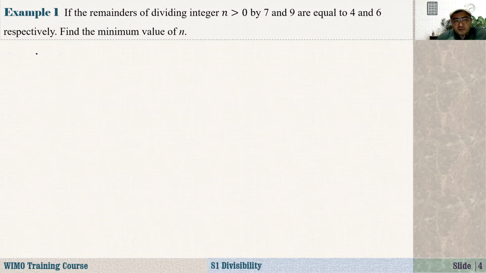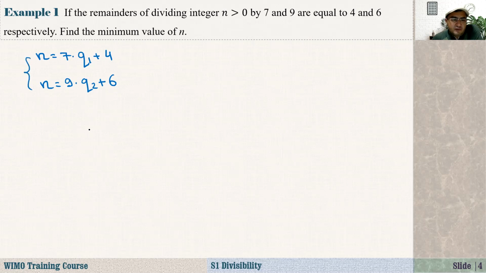So that means that if I divide n by 7 and we have some quotient, let's say q1, the remainder is 4. And also if I divide this integer n by 9, we have a quotient different from the first one because we are dividing by different numbers. And here the remainder is 6. The question is to find the minimum value of n.